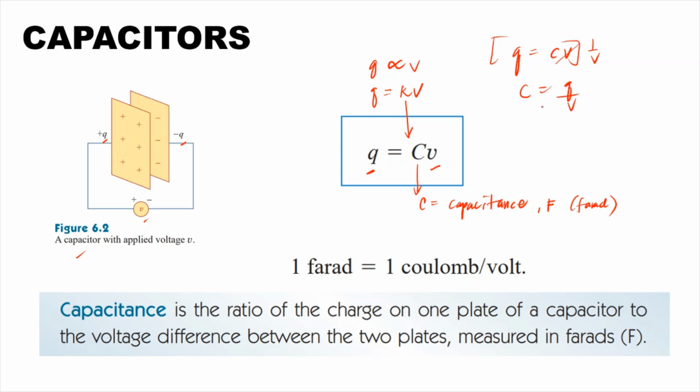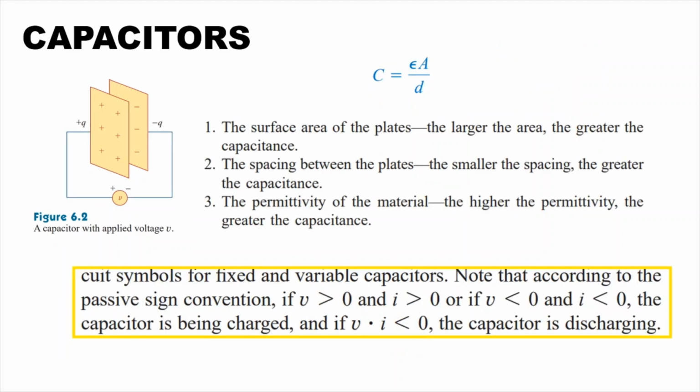1 farad is equal to 1 coulomb per volt. So it is actually the ratio of the charge Q on a plate of a capacitor to the voltage difference between the two plates, which is measured in farad. Take note: although C is the ratio of Q over V, it does not mean na yung capacitance ay dependent sa Q or V.